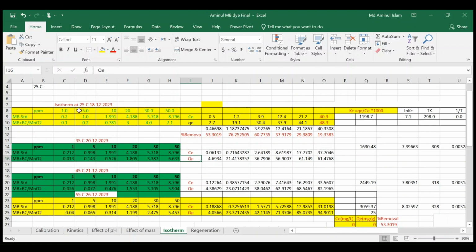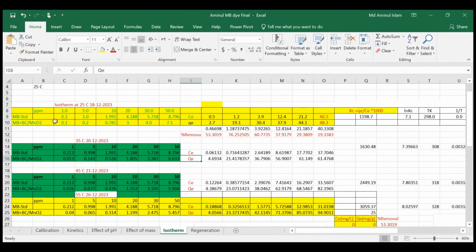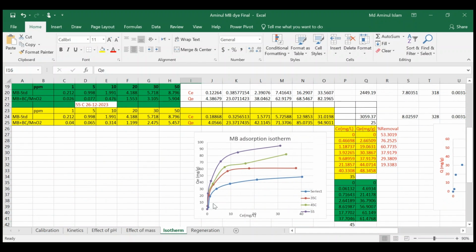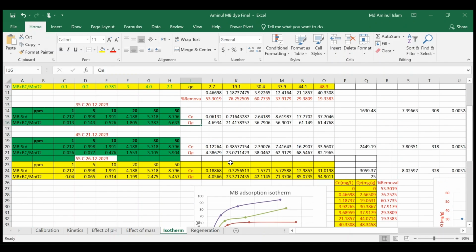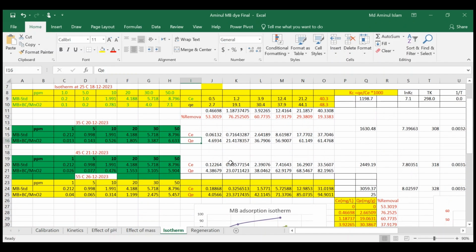Well, I have carried out adsorption isotherm at four different temperatures, and I have already prepared this Excel sheet to plot equilibrium concentration versus Q at four different temperatures. Now I will show you how to calculate C.